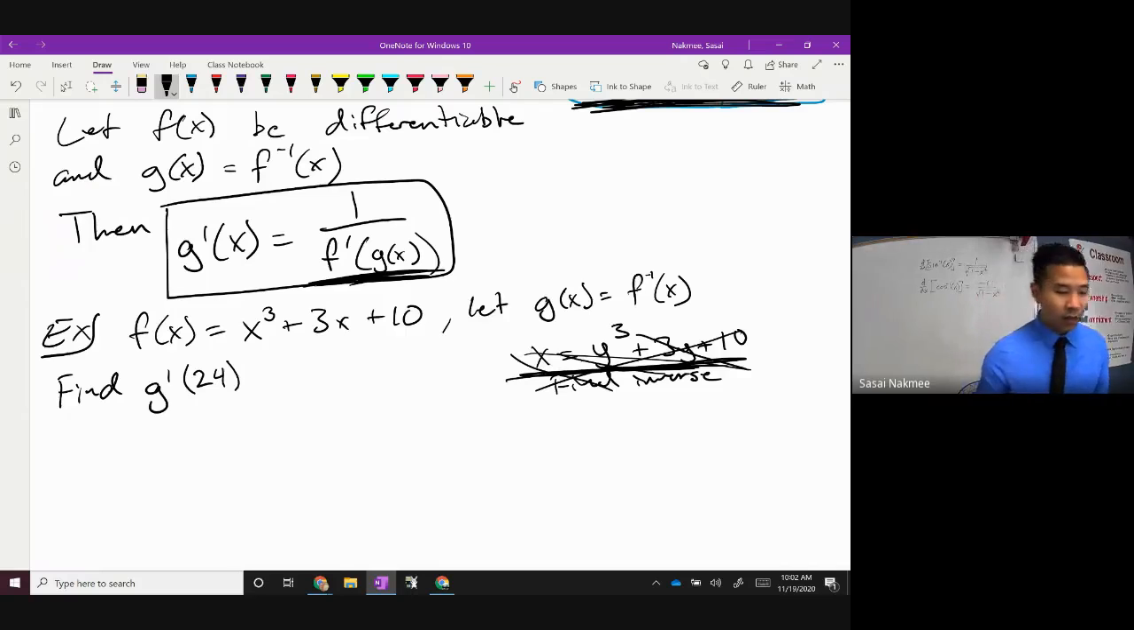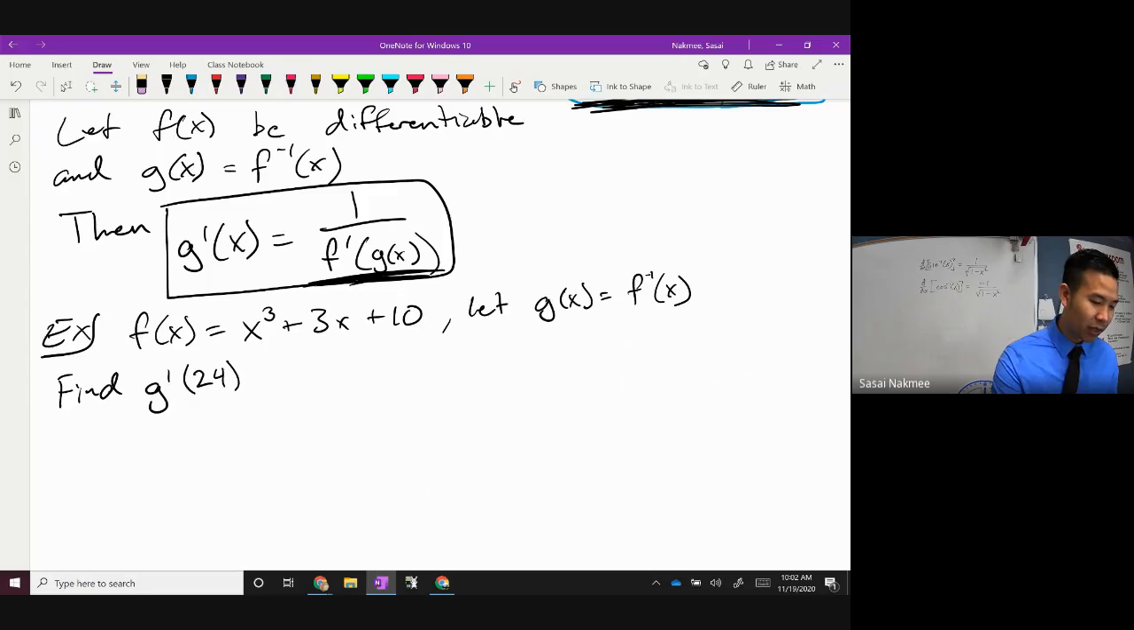Okay. So in order for this to work, by the way, I need to know what the inverse function would spit out if I plugged in 24. In other words, I need to know what function value evaluated at is going to give me 24. Let's just keep it simple right here. I'm going to give you this one right here.